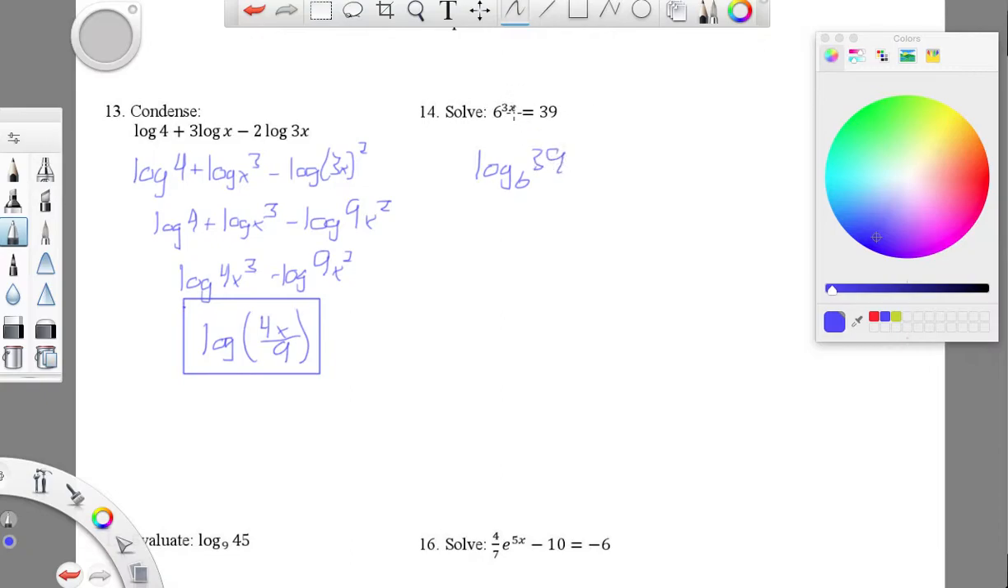Here, exponential. So I change this to a logarithm. The base is 6, so this becomes log base 6 of 39 is equal to 3x. Well, if I put log base 6 of 39 into my calculator, again, it can't do it, so I have to change this to log of 39 over log of 6 is equal to 3x. And this does, in fact, give me 2.045 is equal to 3x. Divide that by 3 to get that x is equal to 0.682.